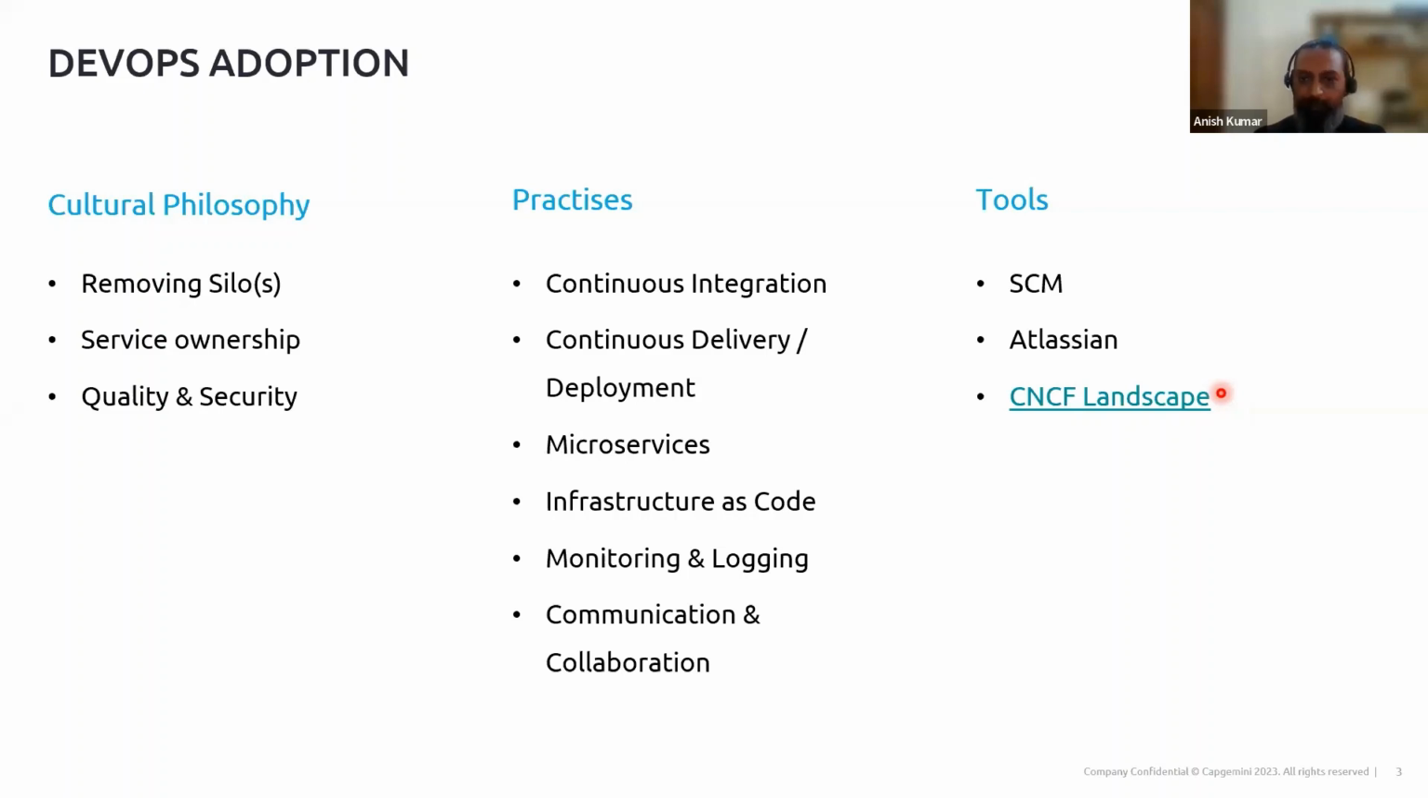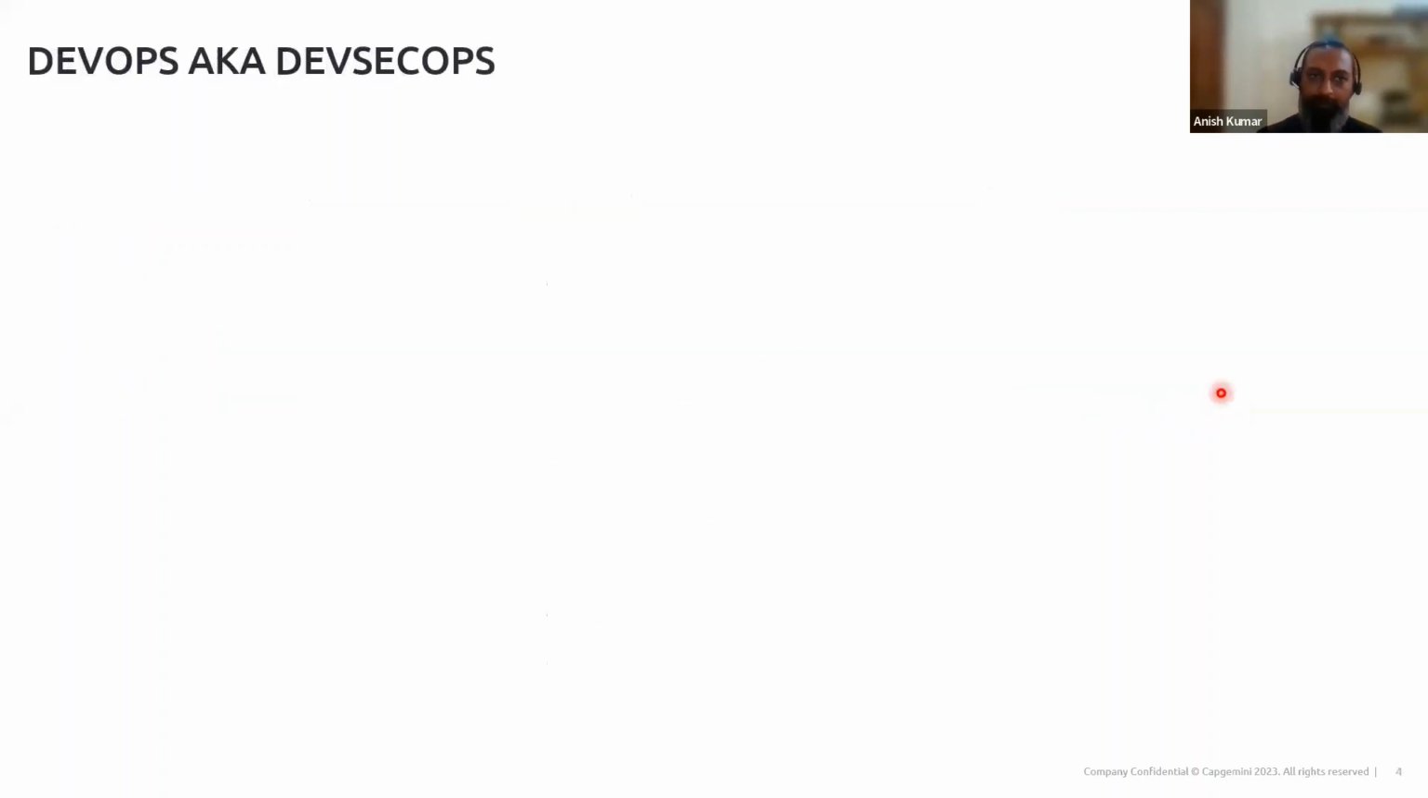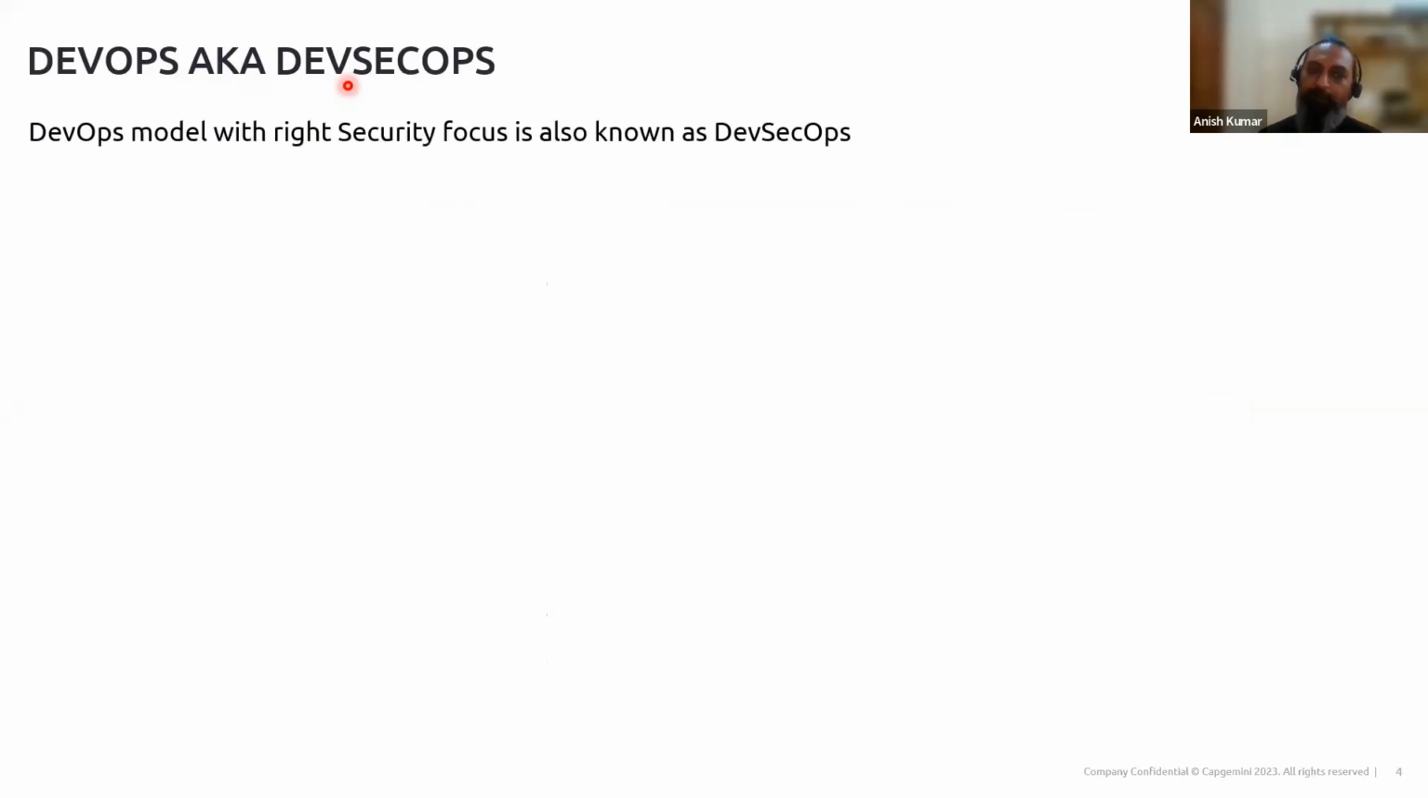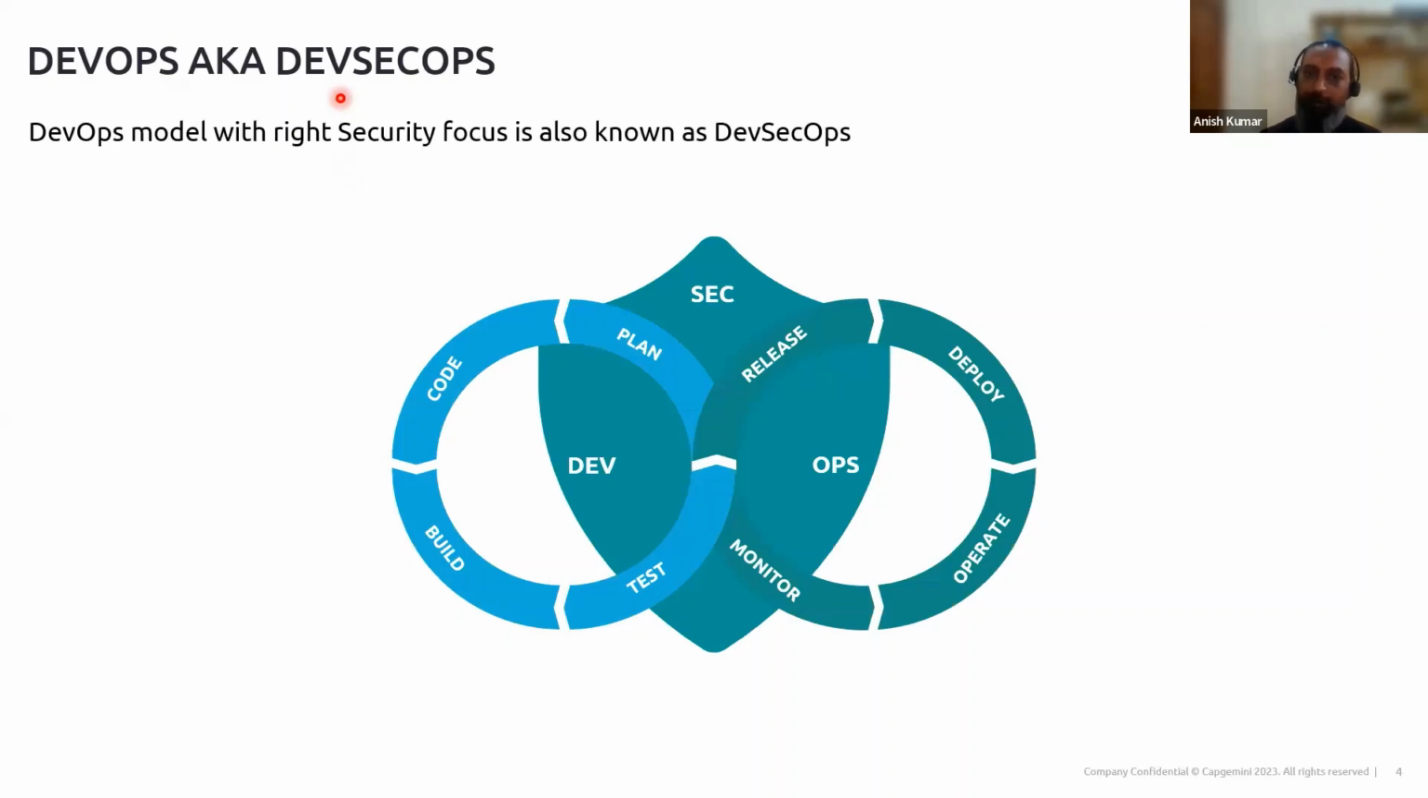We have been talking about DevOps so far, but the slide says DevOps, aka DevSecOps. So it is nothing but different models that get leveraged in your enterprise implementation. And if your model has the right focus for security, then we can use the DevOps or DevSecOps term interchangeably. That is the only difference, where we have the right focus.